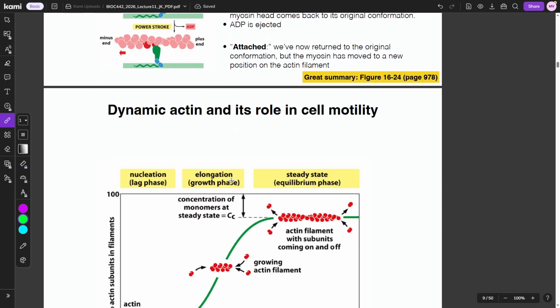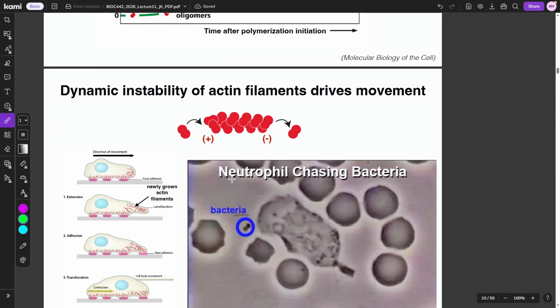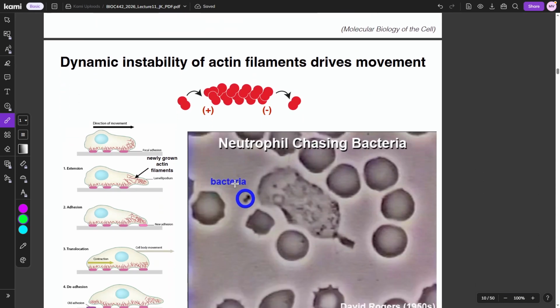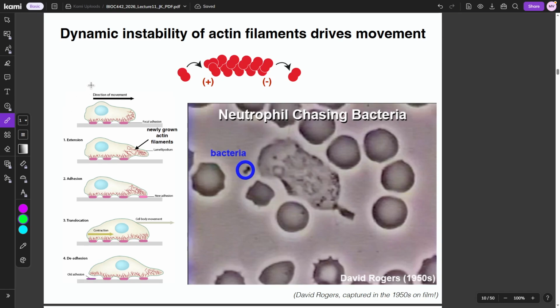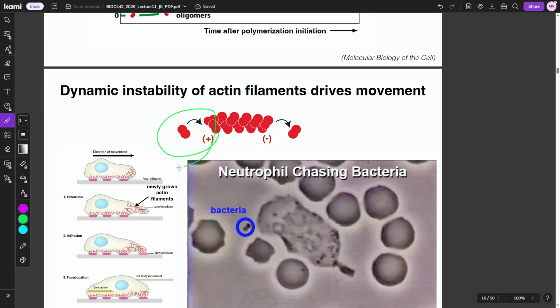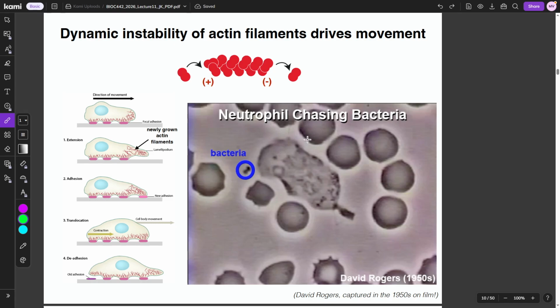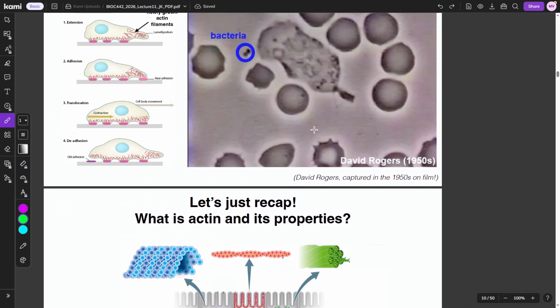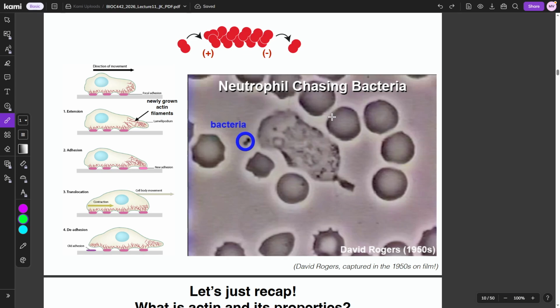Already talked about dynamic actin, and how important it is in movement. Just remember that the plus end and the minus end are both capable of growing and shrinking, but the plus end grows and shrinks quickly, while the minus end grows and shrinks slowly. This is very different from microtubules. They really only grow and shrink from the plus end. There's a really cool video about how a neutrophil chases bacteria. I found this pretty funny when I first watched it.